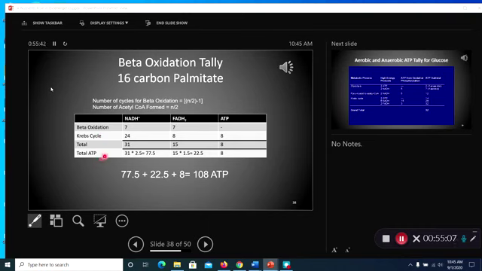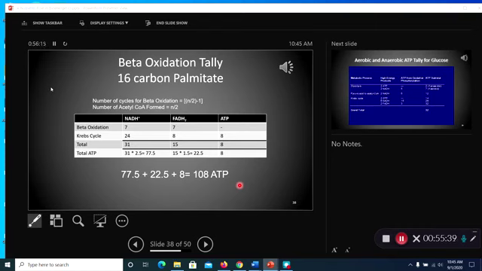And then I do a total. So 7 and 24 is 31. 7 and 8 is 15. 8 ATP is still 8 ATP. Assuming all these NADHs and all these FADHs go to the electron transport chain, I'll get 2.5 ATP for each NADH, 1.5 ATP for each FADH, so that equals 77.5, and 22.5 plus 8, that's going to equal about 108 ATP from one 16-carbon palmitate fatty acid.